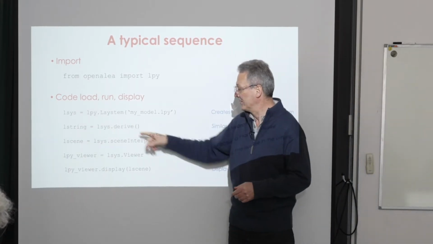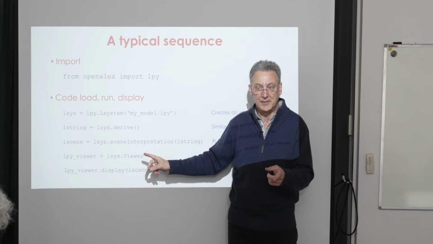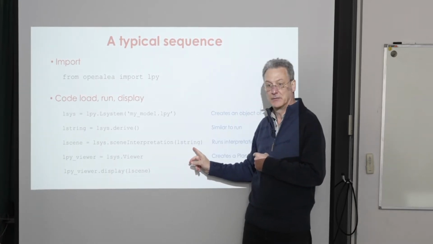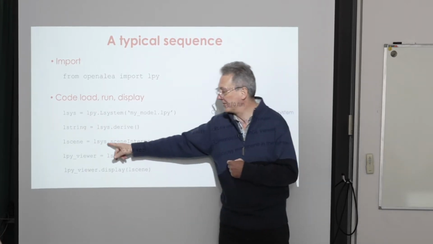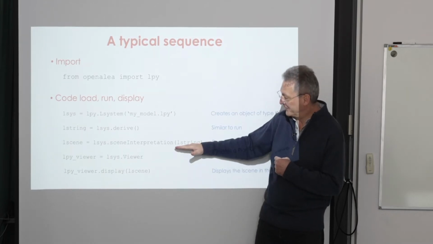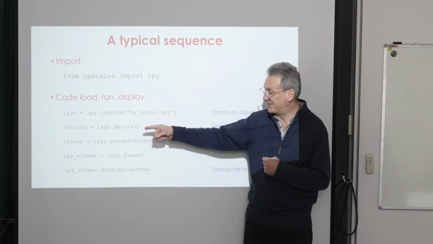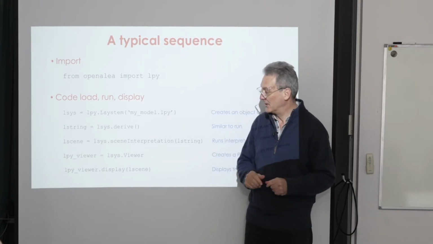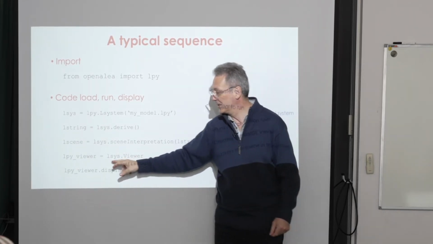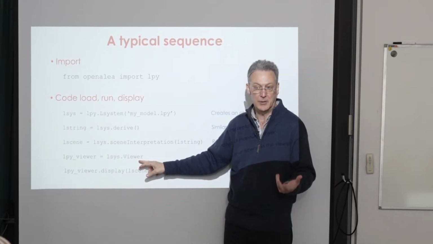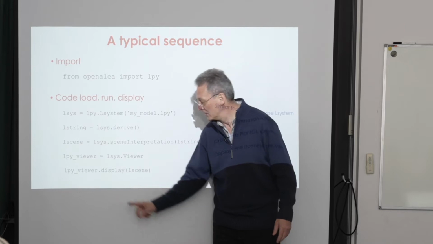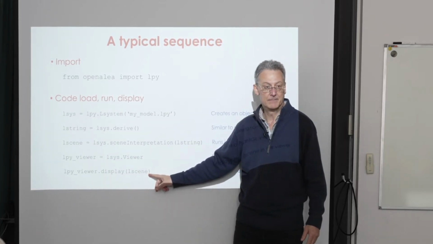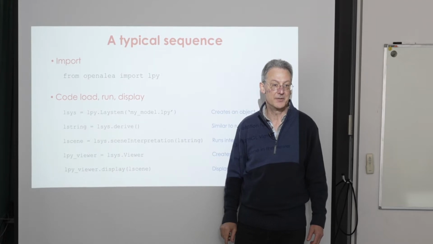Then once you have this, you may want to compute the LScene corresponding to your LString. And then you would use the scene interpretation function of the LSystem object. And once you have this, you want to display the scene in the 3D plot. And for this, you get the object viewer, which is in the LSystem model. And finally, you use this object viewer to display your LScene. Okay? Any question on this?